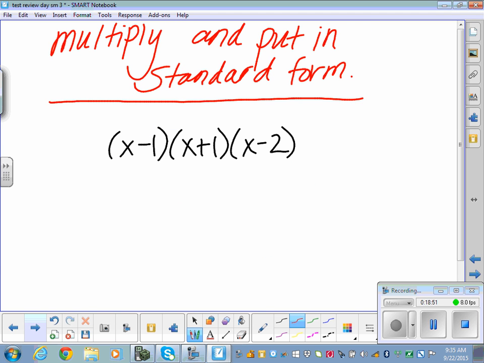Okay, multiply and put in standard form. I'm not going to do this, but I would suggest multiplying 2 together first, combining like terms, and then multiplying in x minus 2. Does that make sense, everybody? Don't try to do all 3 at once. You will mess up. Promise. Okay?